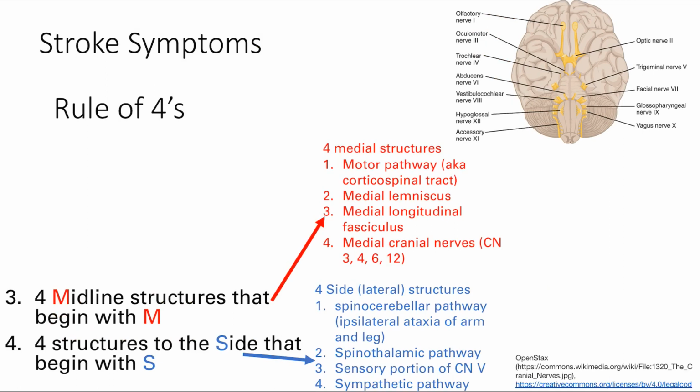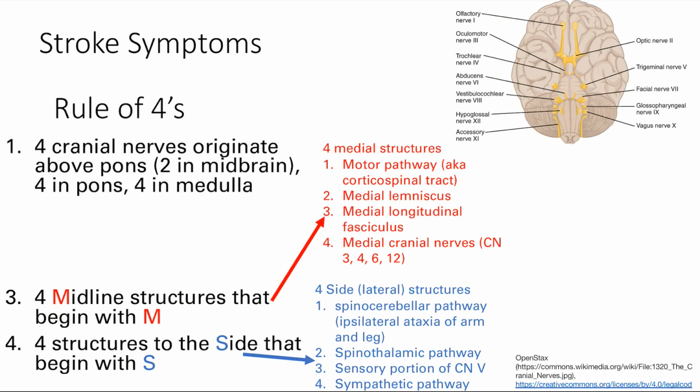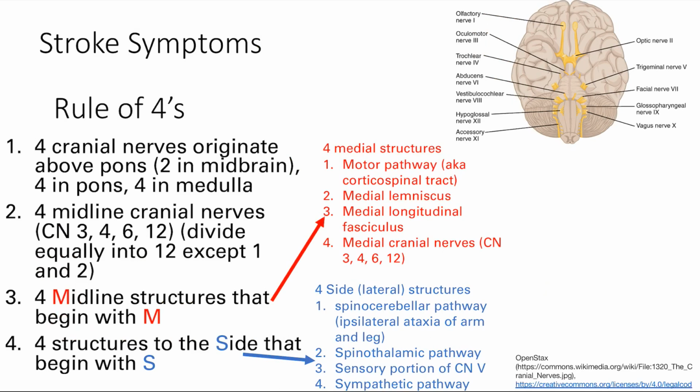Alright. Now, there's a couple other vessels that we haven't talked about yet. We covered the big two. Before we go into the other ones, I need to talk to you about the rule of 4's. We've already talked about two of the rule of 4's here. There are 4 cranial nerves originating above the pons, 4 in the pons, that's cranial nerves 5 to 8, and cranial nerves 9 to 12 originate in the medulla. Then we also have 4 midline cranial nerves. Remember, these are all divided into 12 except for 1 and 2.